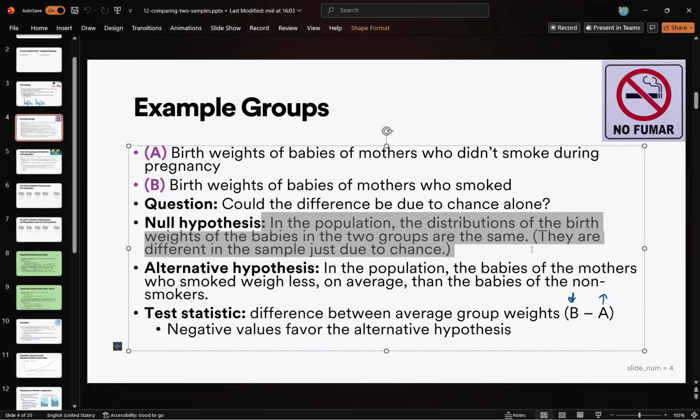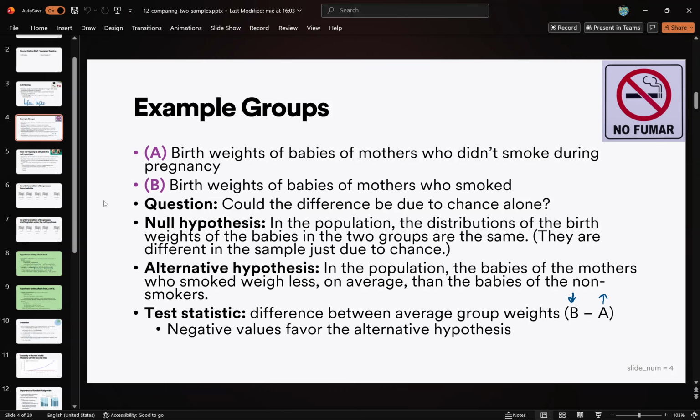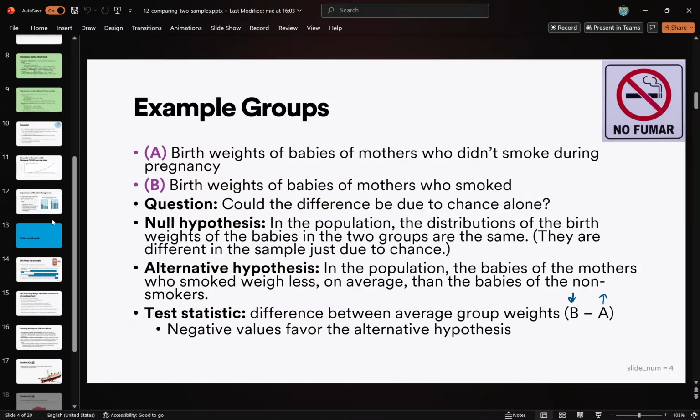In the population, the distributions of those birth weights, for example, were the same. And so we were able to simulate that, a bunch of different populations with that idea in mind by shuffling labels. And so that's what we did for the last example.